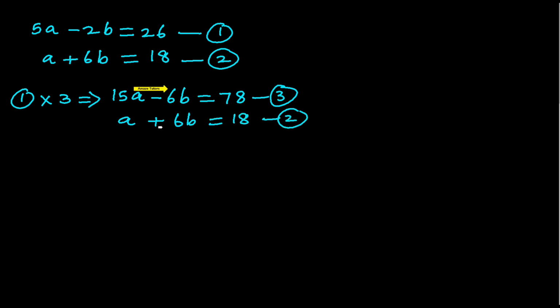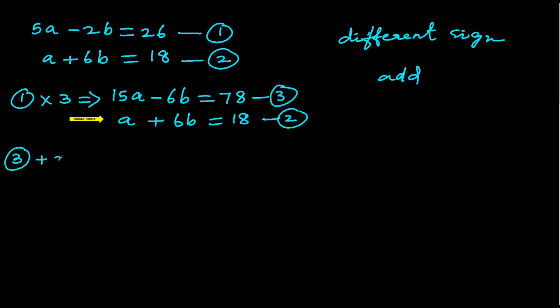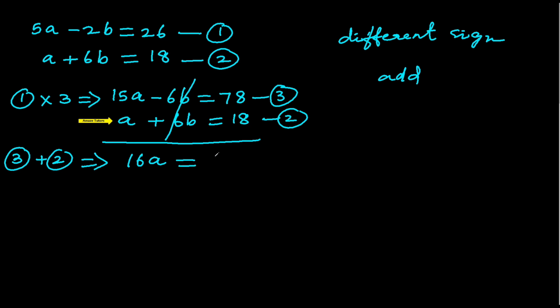When you look at the signs, they are different. So you can easily add now. Different signs we need to add. I told you last time. Then only the terms involving b variable get eliminated. Now add the equations 3 and 2. Now only for subtraction you will change the sign of the bottom equation, but not for addition. 15a plus a, 16a. Now minus 6b plus 6b get eliminated. 78 plus 18 is 96.